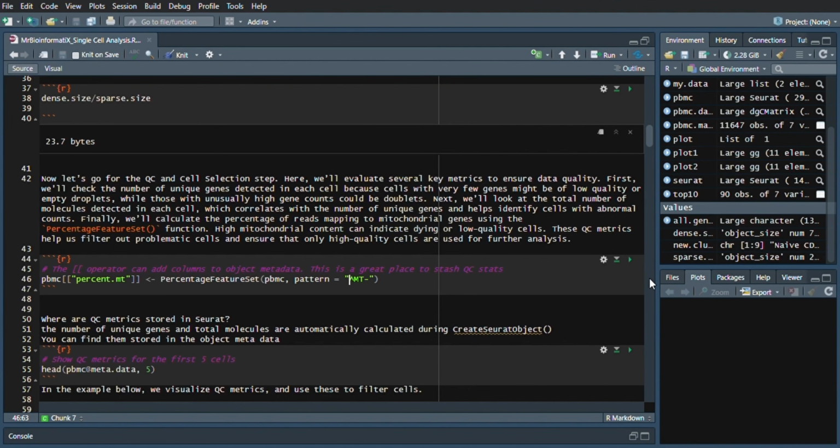But why is this step useful? By adding the percentage of mitochondrial gene counts to the metadata, we keep track of the mitochondrial content for each cell. In addition, data filtering. This information helps in identifying and filtering out low-quality cells that may have mitochondrial contamination. So let's run our code.